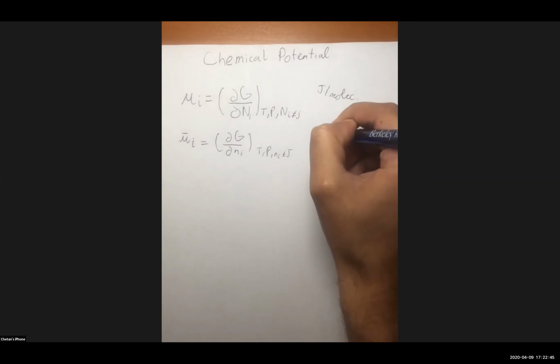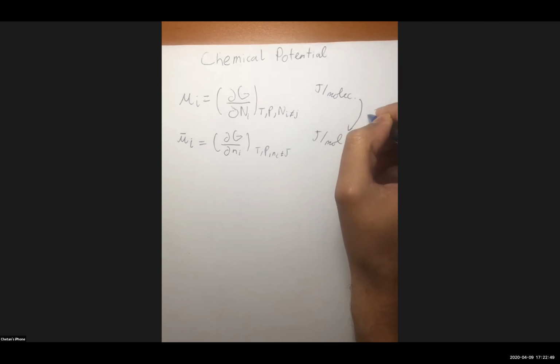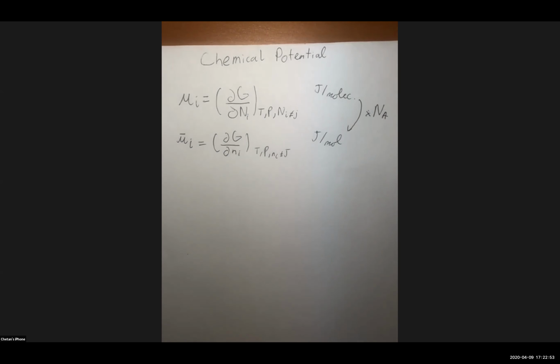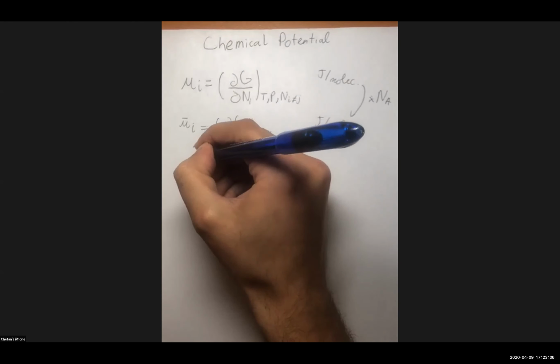This has units of joules per mole, and you can convert between these two by multiplying by Avogadro's number. I'm sure you're all pretty used to that by now, but just make sure you know what units you're looking for depending on what problem you're doing. Now I'm just gonna set up a box real quick.